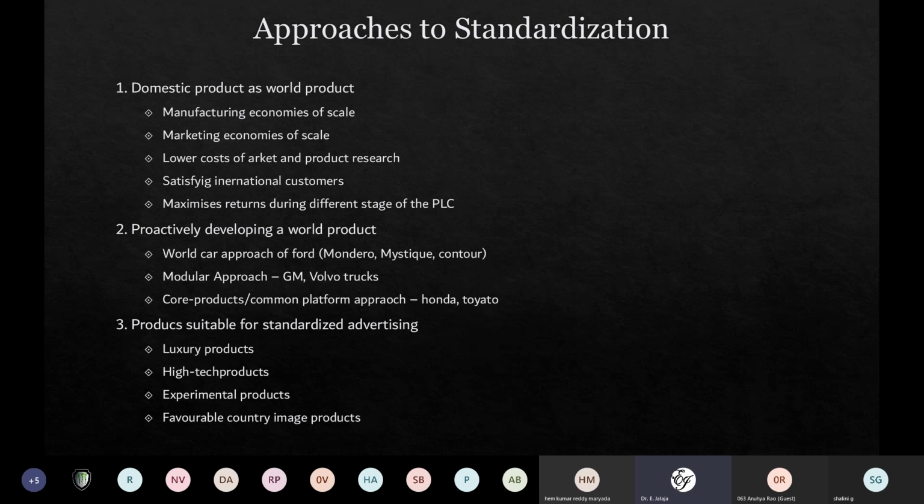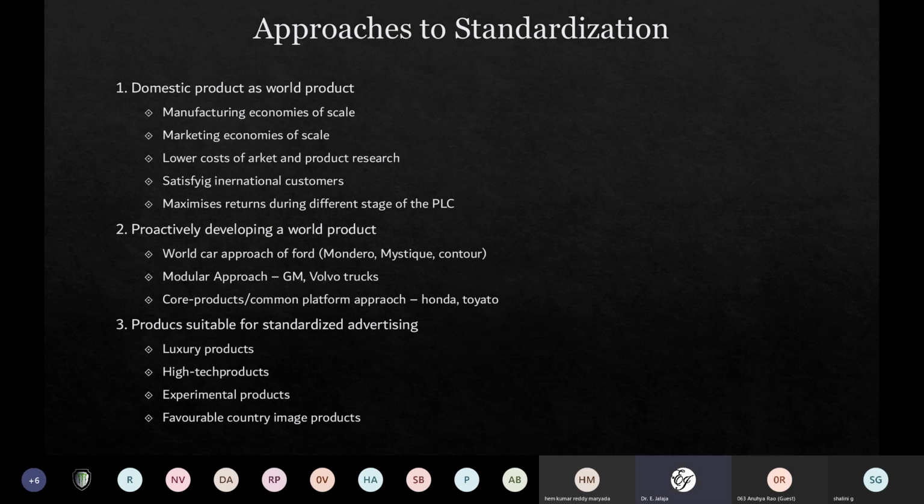The second approach is proactively developing a world product. Currently your product is not a world product, but you intend to develop it. You want to ensure that your product is a world product. For that, what do you need to do? You need to consider the maximum markets, their preferences, take the highest quality, and then offer it. For example, here I have given one example. Ford, what it has done: the world car approach of Ford. All these brands, whatever I have mentioned, there is no change in whatever they do. It is the same for every market.